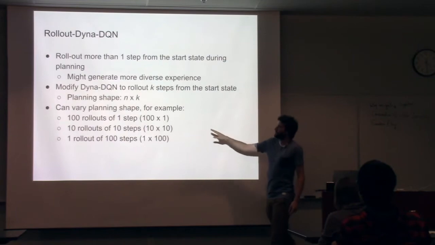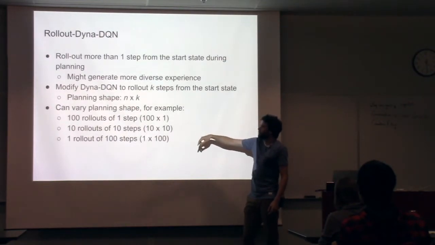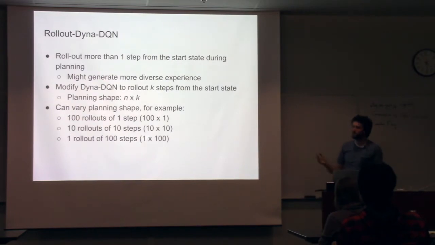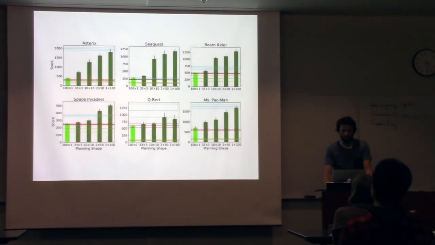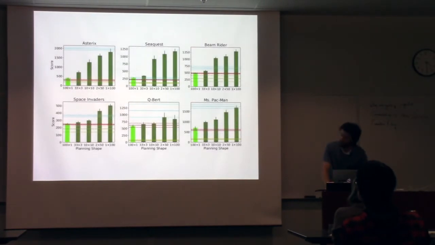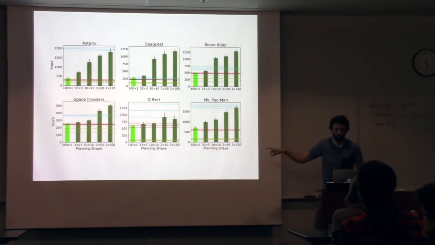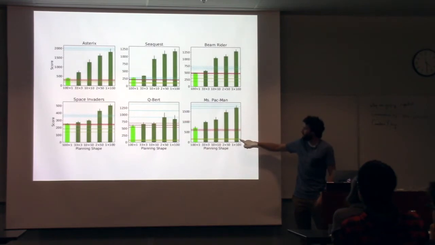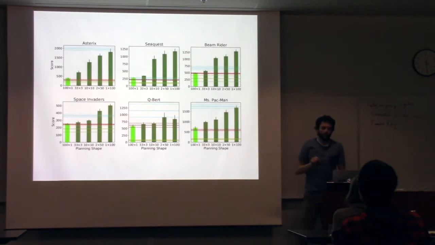So then that allows us to vary this planning shape. We could do 100 rollouts of one step, 10 rollouts of 10 steps, or one rollout of 100 steps. And each of those requires the same amount of computation from the model. So this is what the results look like. The experimental setup is the same as before, except now we are varying planning shape along the bottom here. And the baselines are the same as before. So this is DQN 100K, this is DQN extra updates, and this is DQN 10 million.